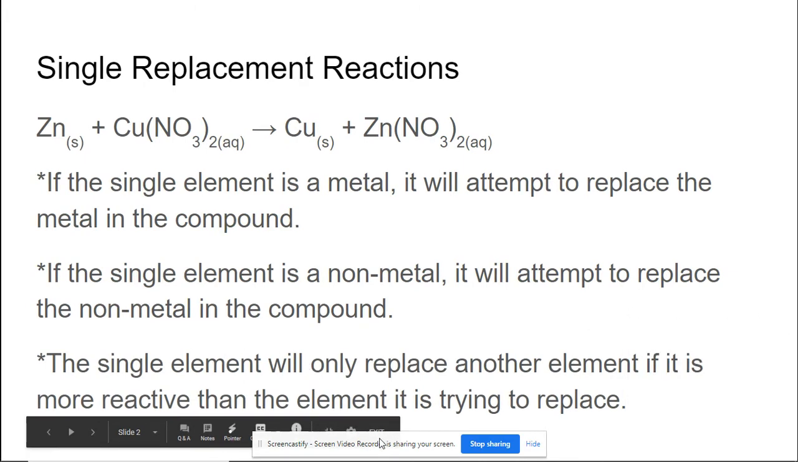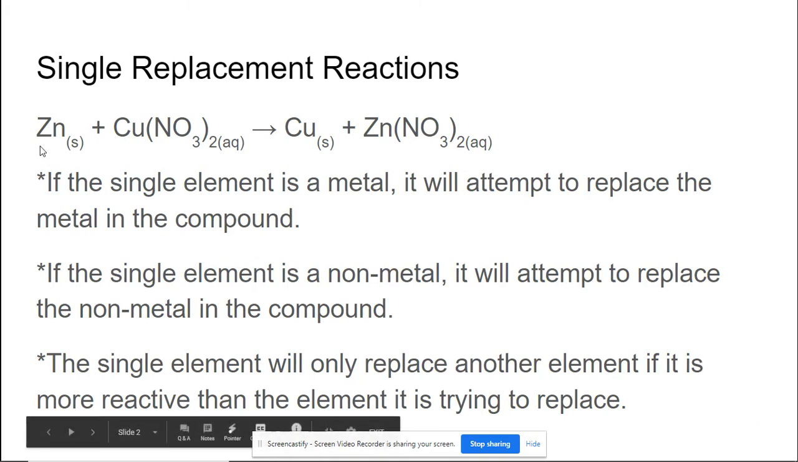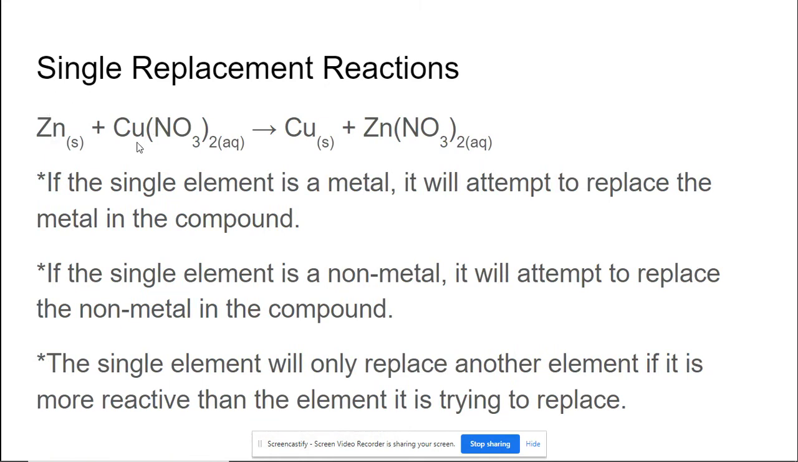The single element will only replace another element if it is more reactive than the element it's trying to replace. Let me clarify that for you. The single element, in this case zinc, will only replace another element, copper, if it is more reactive than the one it's trying to replace. So in this case, in order for this reaction to happen, zinc has to be more reactive than copper. Okay? Zinc has to be more reactive than copper in order to be able to replace copper.